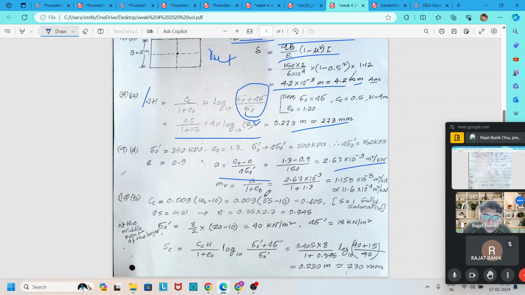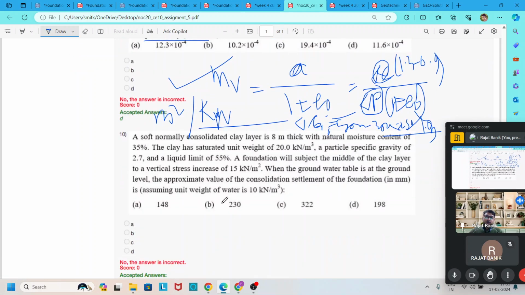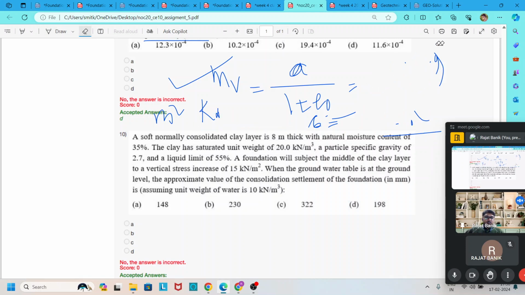So MV is equal to A by E naught, and we get about 11.6 into 10 to the power minus 4 meter square per kilonewton. Now the last question of our session, also the assignment question. In the previous assignment, the last question is a very critical problem. So please concentrate here.